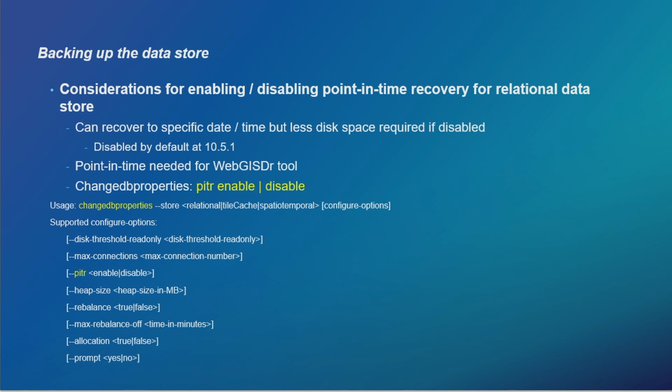And in fact, at 10.5.1, it's disabled by default, unless you did an upgrade from an earlier version, in which case we persisted that property. But you can change it anytime you want. And the way you change it is by running the change DB properties command, and you either enable or disable the PITR. Now with this command, don't forget to pass in the --store parameter for relational, or else you'll get an error.